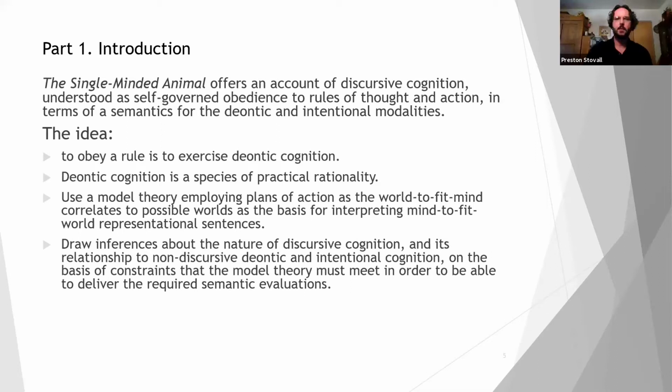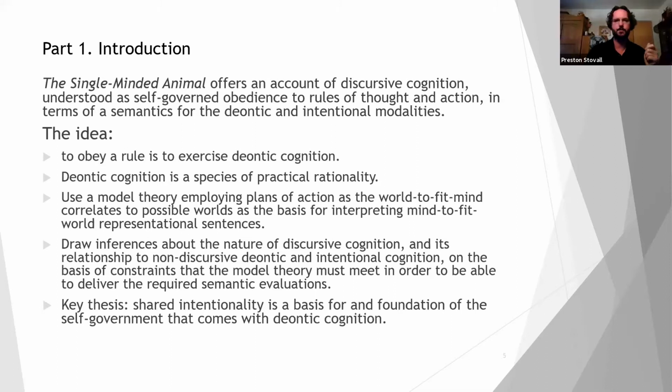And then the idea, once this model is up and running, is to draw inferences about the nature of discursive cognition or shared intentionality, in terms of the kinds of things that have to be imposed on the model to get the semantics right, to get the right kind of entailments, and to see that you get the sort of logic you want out of the semantics like this. So the key thesis I'm defending is that shared intentionality is the basis for and a foundation for the self-government that comes with deontic cognition. That's the key idea.